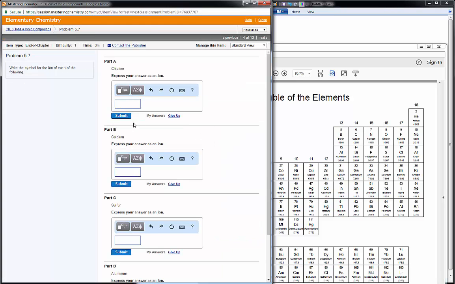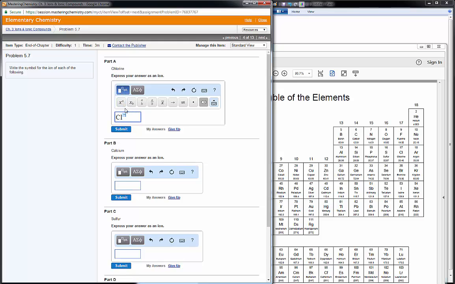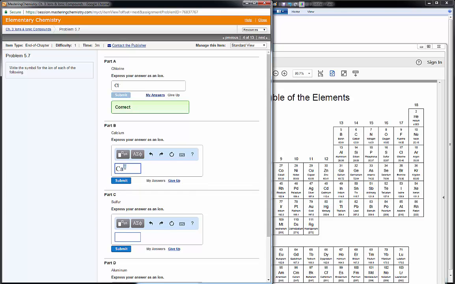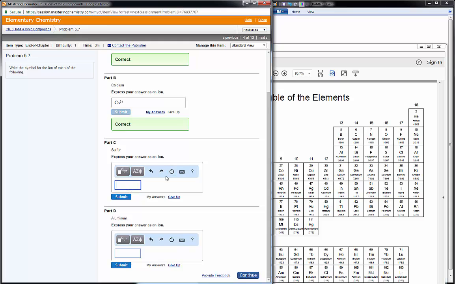The symbol for the ions that we would get: the chloride ion would have the chlorine atomic symbol plus a superscript -1 charge. Calcium, we use the calcium atomic symbol with a 2+ charge because it's in group 2 and it wants to lose 2 electrons. Sulfur is in group 6. It has 6. It needs 2 more. So it will have a -2 charge.